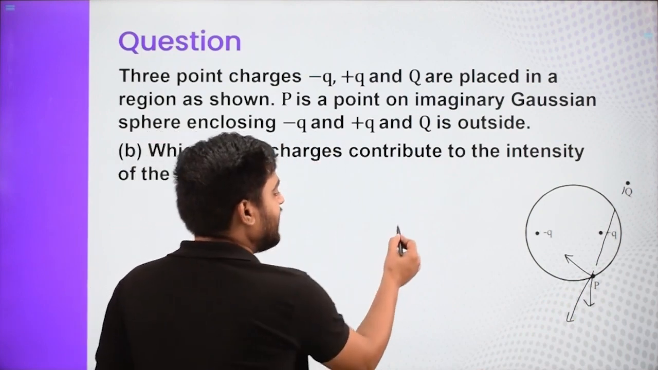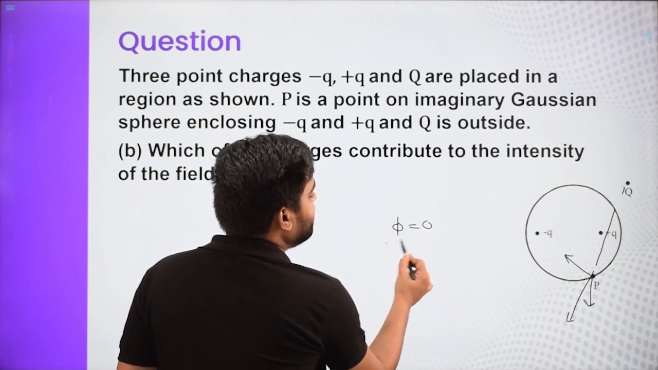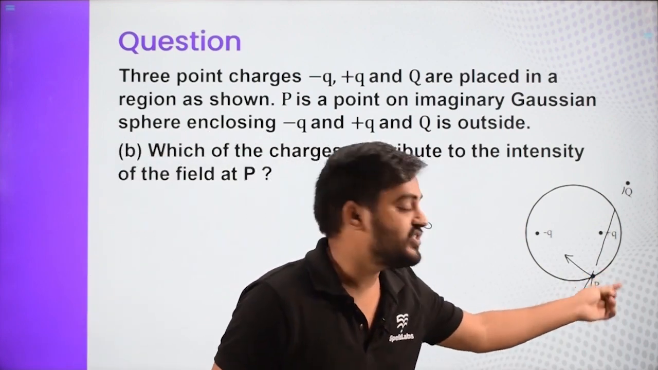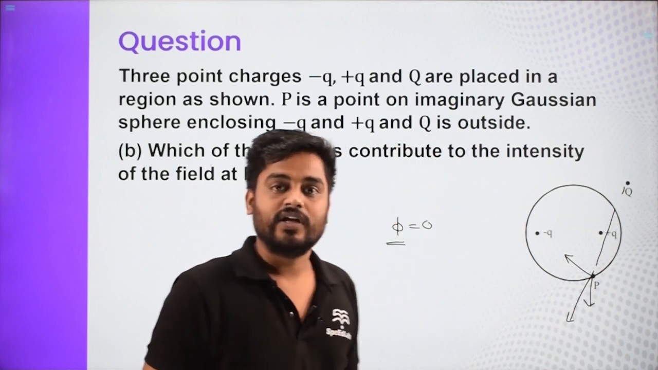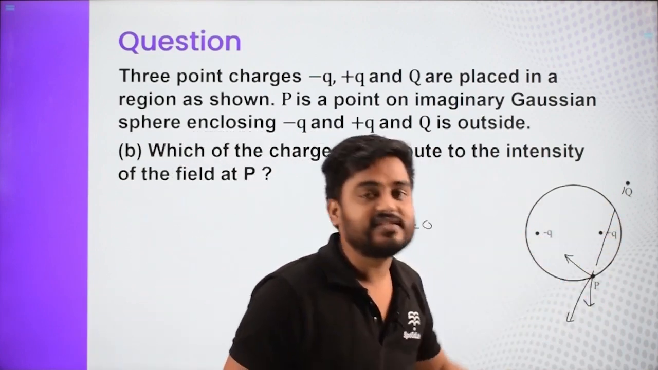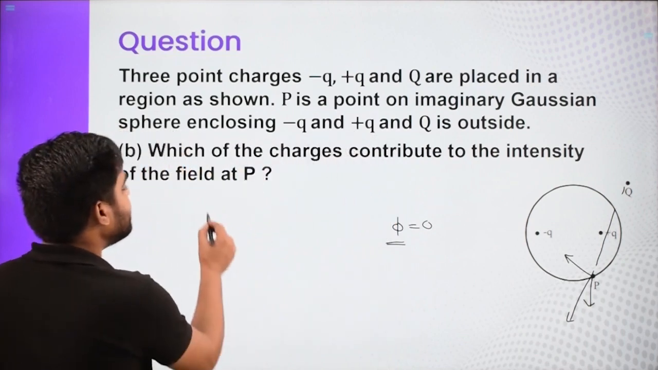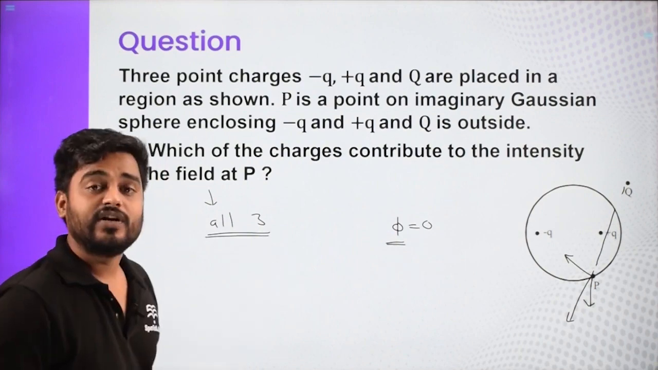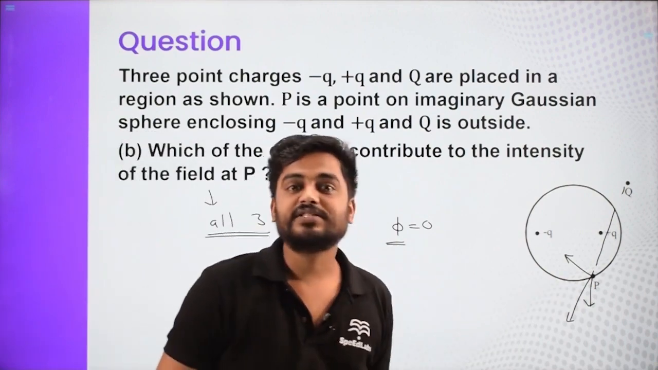We know that flux is 0, but this is the total flux, not the flux in this region. So here the electric field is not 0. The electric field is a non-zero quantity, but the total flux through this entire surface is 0. So we'll say the answer is all three. All three are contributing to the electric field intensity at this particular point.